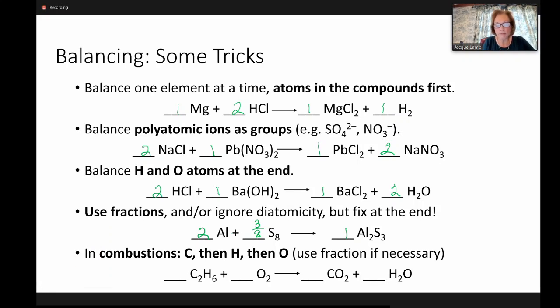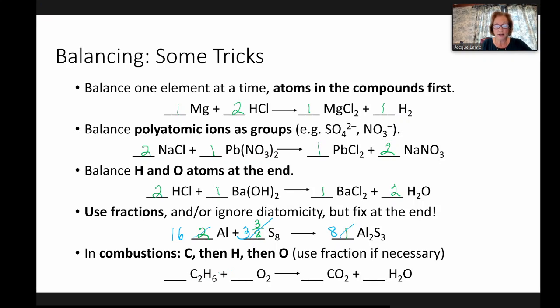I clear it by multiplying through by 8. So this becomes 16 aluminum, 3 S8 molecules, and 8 Al2S3. And if you look at those numbers, you can see 16 to 3 to 8. You can't reduce that anymore. That would be the lowest whole number ratio. This often occurs, as I said, when you have other diatomics like oxygen. So in combustion reactions, you're going to have the same issue.